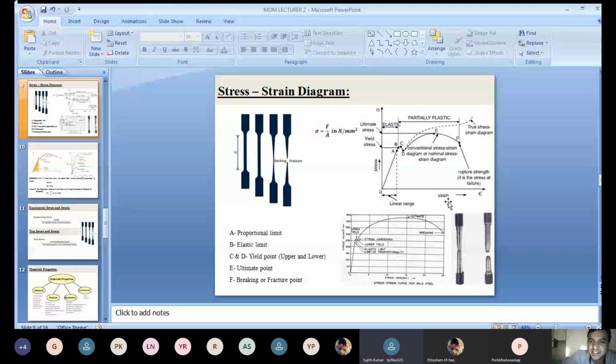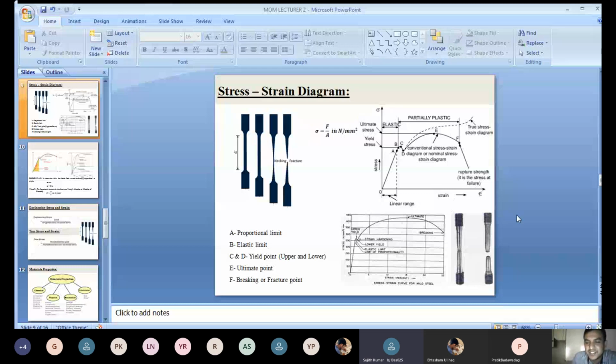Sir, what is the relation between stress and strain in this graph? I will come to that later, because these terms are all interlinked. First, you should know what is stress, next strain, then how they are related. I'll come to that later.